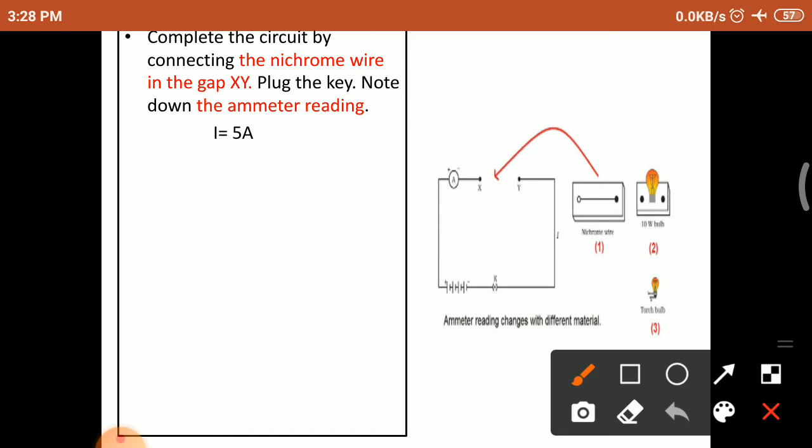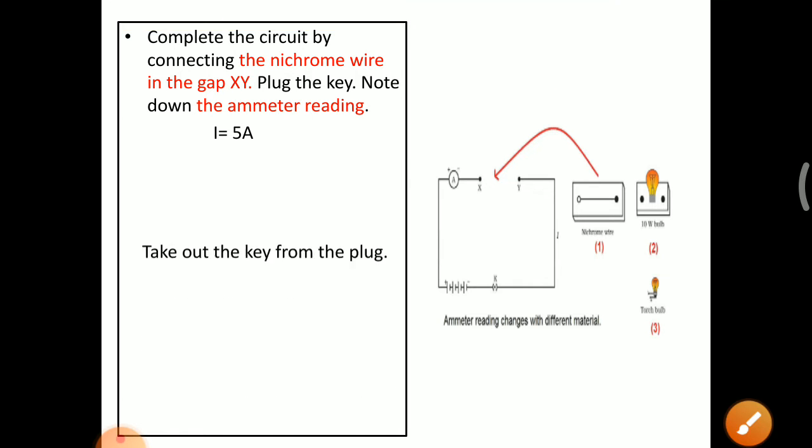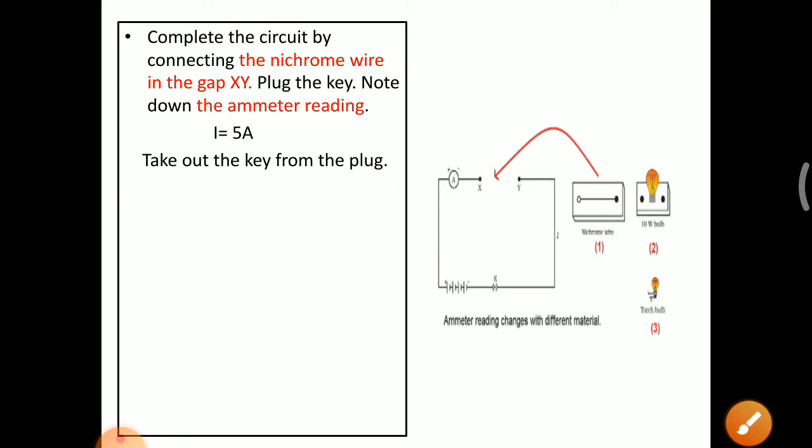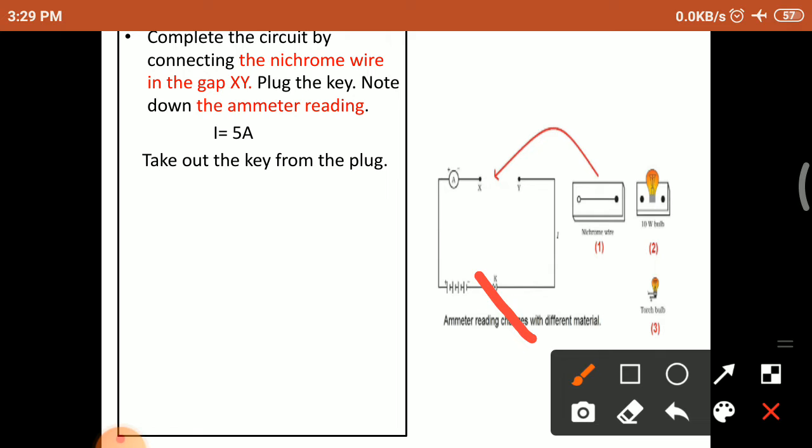I noted that the current value is 5 ampere. So when I connected the nichrome wire in the gap, the circuit is a complete circuit, so the current started to flow. I took the ammeter reading. The ammeter reading is 5 ampere. Now take out the key from the plug. Now the circuit is an open circuit, so there is no current.